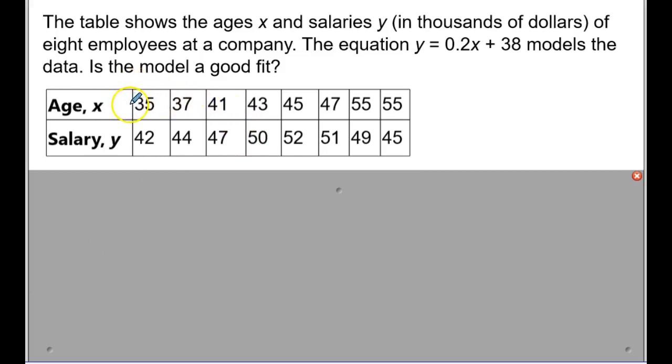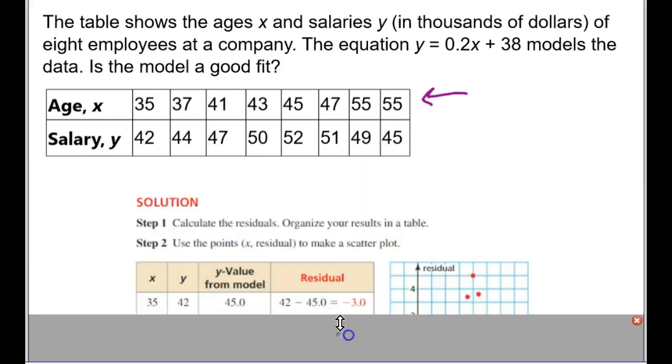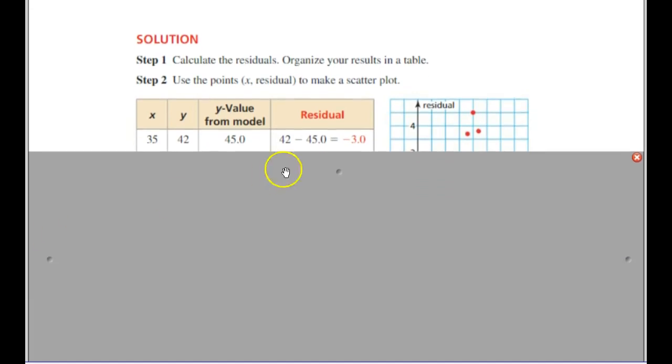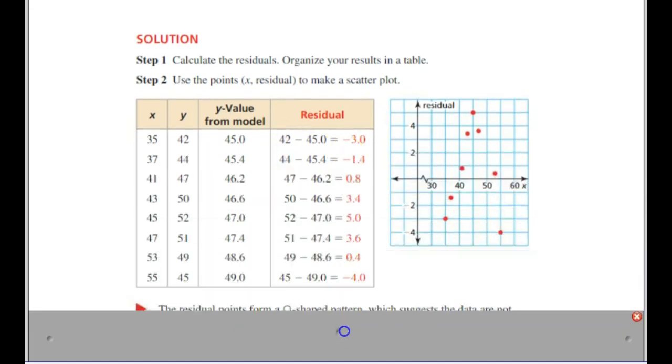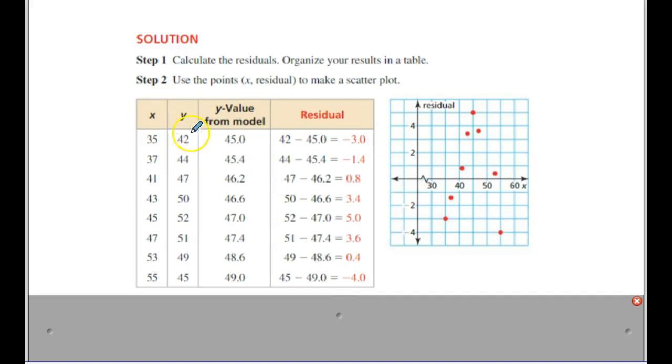Here I'm given some data about ages and salaries, in thousands of dollars, of 8 employees at a company. I'm also given an equation to model this data, and I'm asked, is the model a good fit? Again, I take all of these x values, which are my top ones, and I plug them into my equation to get the data that would come from that equation. So I go ahead and plug them all in. Here's the y value I'm given from my data for each of my points, and here's the y value I got from the equation. Then I can calculate my residuals, just the difference between these two, and I get these values here.